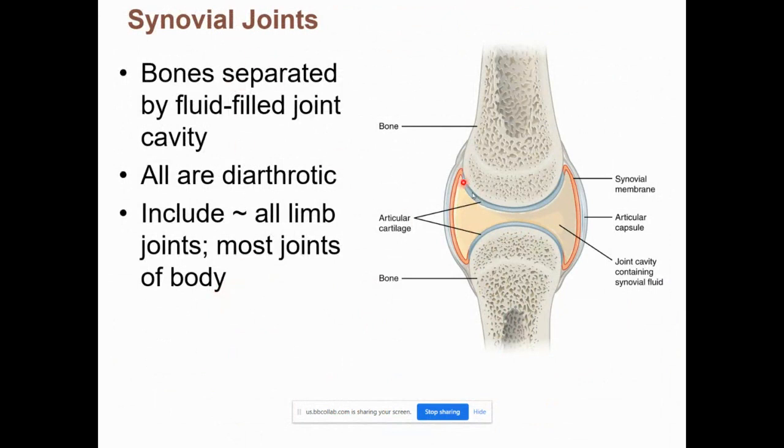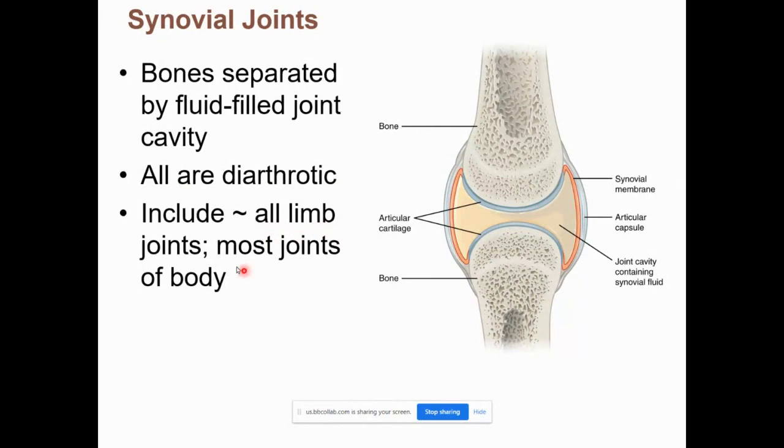So in a synovial joint, you notice there's always going to be cartilage. There's the articular cartilage, which is hyaline. But since hyaline doesn't completely fill in that space, it's not a cartilaginous synchondrosis. But we have synovial fluid. We have a space with a fluid pocket between those two bones. So these are synovial joints, which are most joints in our body. All are diarthrotic. All are freely movable.